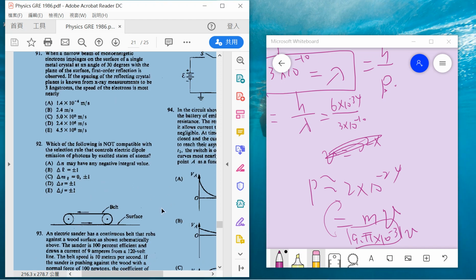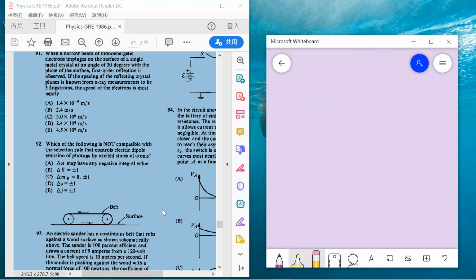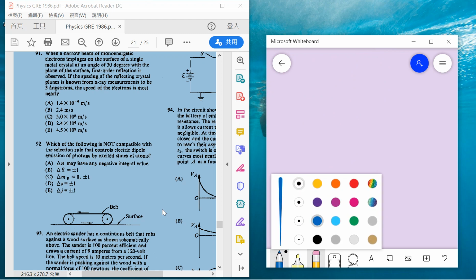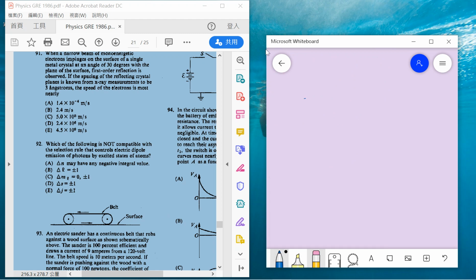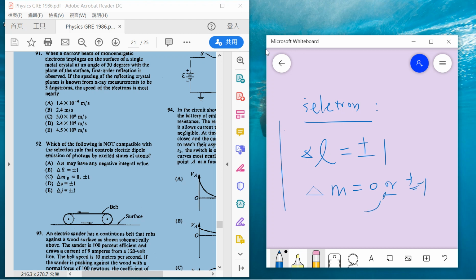Okay. And 92. Ask about selection rule. Basically, you need to remember the answer. Otherwise, you cannot solve perturbation theory in a test. You need to remember the answer. So the selection rules. The result is that delta L must be plus or minus 1, and delta M must be 0 or plus or minus 1. You need to remember these two. This question also comes very frequently in the subject GRE.